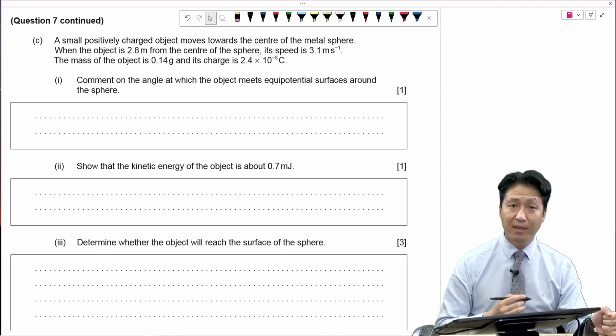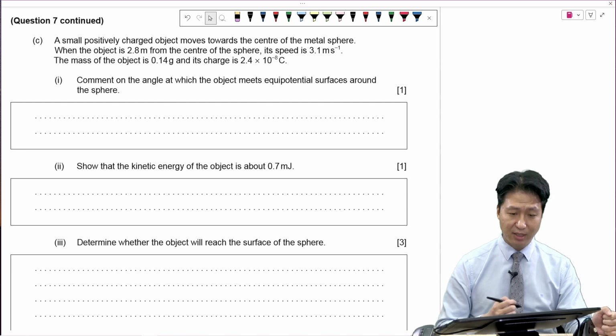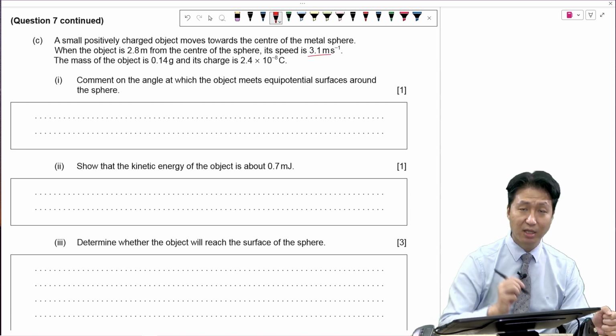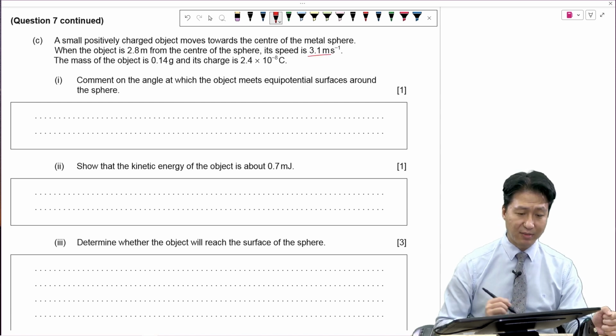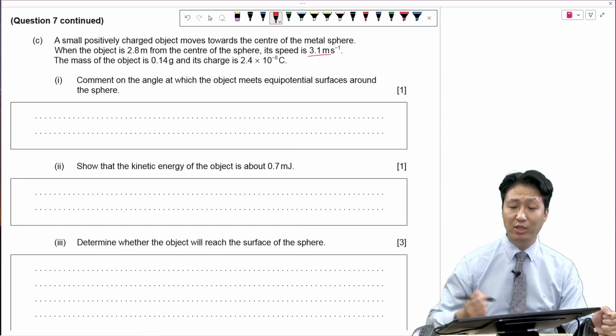Next, for part C, a small positively charged object moves towards the center of a metal sphere. When the object is 2.8 meters from the center of the sphere, its speed is 3.1 meters per second. The mass of the object is 0.14 grams, and the charge is 2.4 times 10 to the negative 8 coulombs. Comment on the angle at which the object meets equipotential surfaces around the sphere.